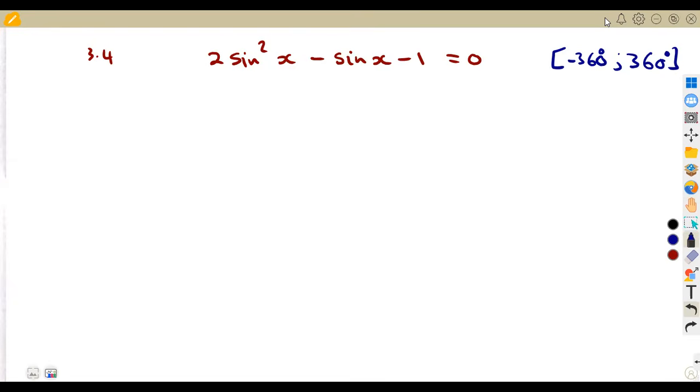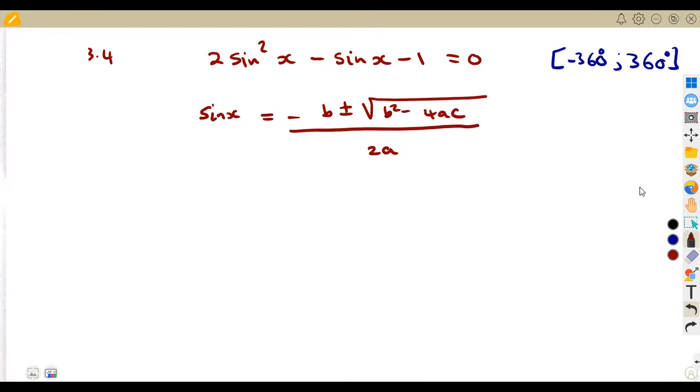If we consider this, it's a quadratic equation that we have. Yes, we can play around with factorization, but if you know that is going to be difficult to test, just use the quadratic formula at once. Our quadratic formula states that, for the sine of x, the sine of x is equal to minus b plus or minus the square root of b squared minus 4ac, everything over 2a. So this is what you're going to have.